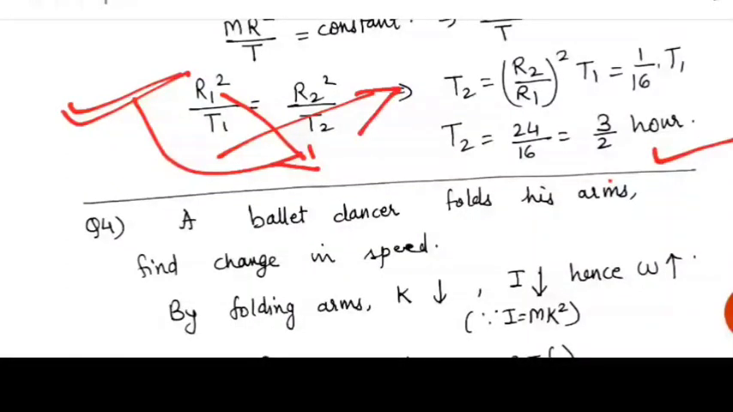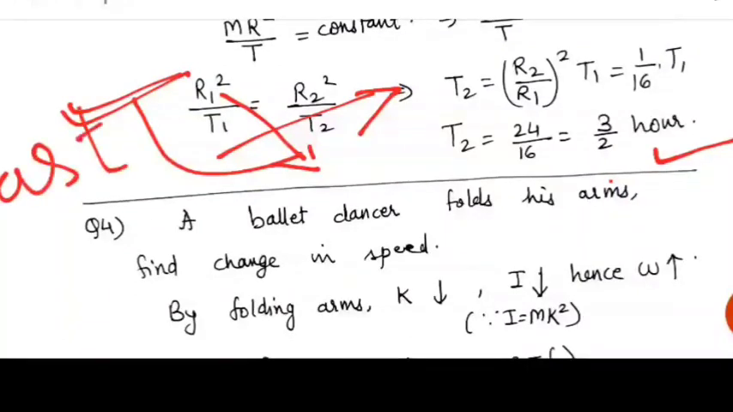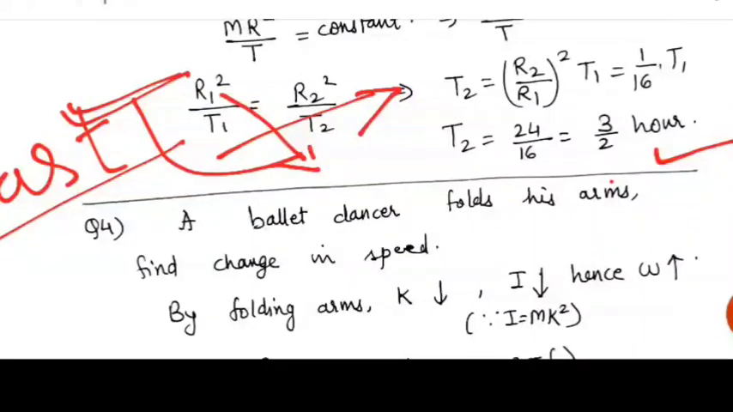So definitely the duration of the day is decreasing, hence frequency will increase. So the speed of the earth will be very fast as compared to the previous case. In the next example, we are taking a ballet dancer who folds his arm. So find the change in the speed.